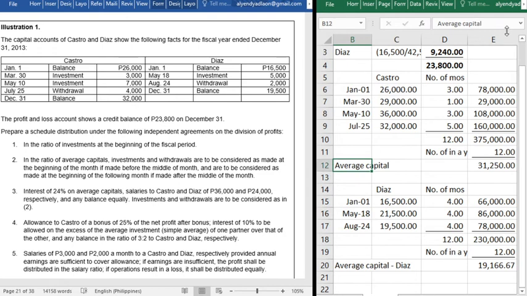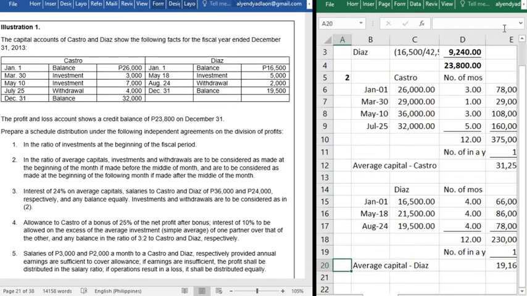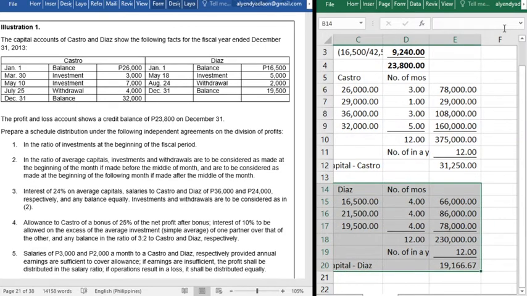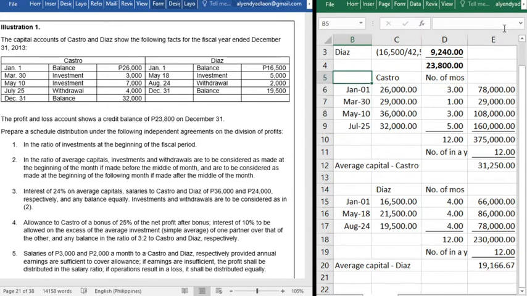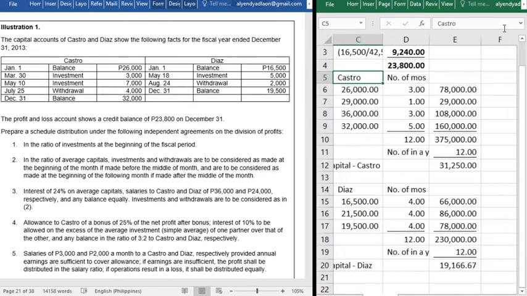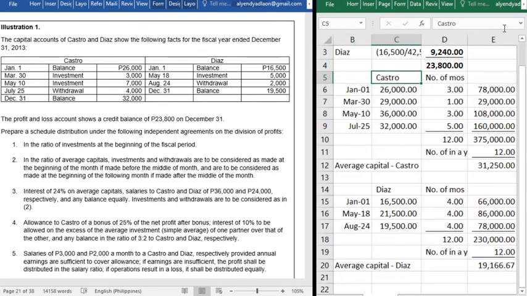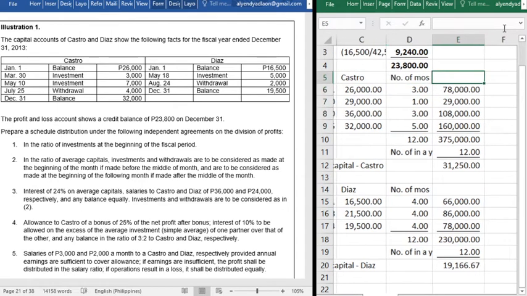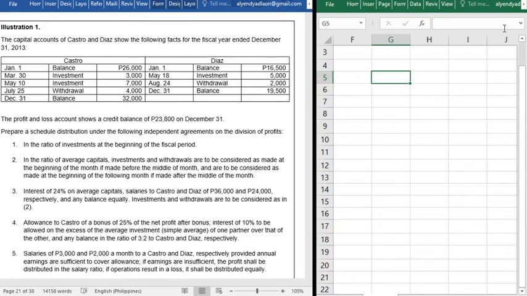Okay, and this one is the average capital of Castro. Alright, so this is their average capital balances. But class, actually, there is another computation for the average capital balances. So maybe this method of computation could be difficult to sum. So there is another method of computing for the average capital balances. So more or less it is just the same, but the counting of the number of months is different in this method. But again, it will just give you the same answer.